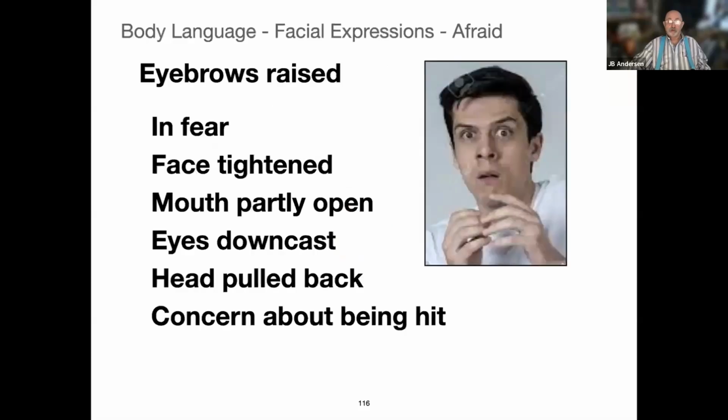Afraid, facial expressions. If you're in fear, here's a picture of a man with some fear. Face is tightened. Notice the mouth, partly open, not all the way, just partly open. Eyes are cast downward usually. Sometimes looking straight out, worried you're going to be coming at them. The head is frequently pulled back. A person looks like they're afraid there might be violence, like they're going to be hit.